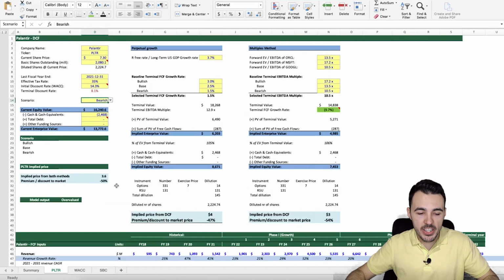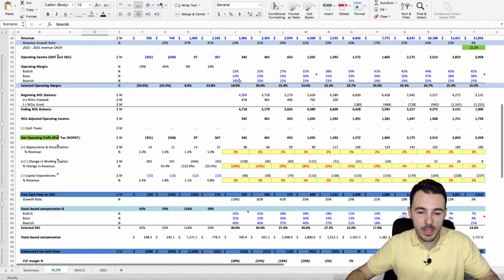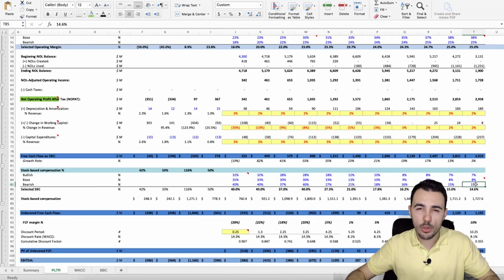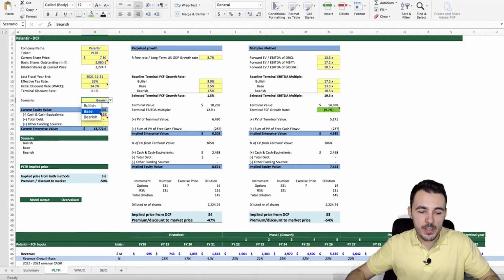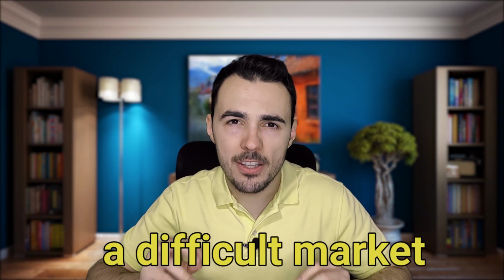Lastly, if we look at the bearish case, I try to put in here as many bad things as possible. For instance, we have a bad operating margin and a really, really high percentage of stock-based compensation that won't decrease below 15%, not even in the terminal year. I'll stick to my base case, which I believe is a good assumption and is a good representation of Palantir's growth prospects.